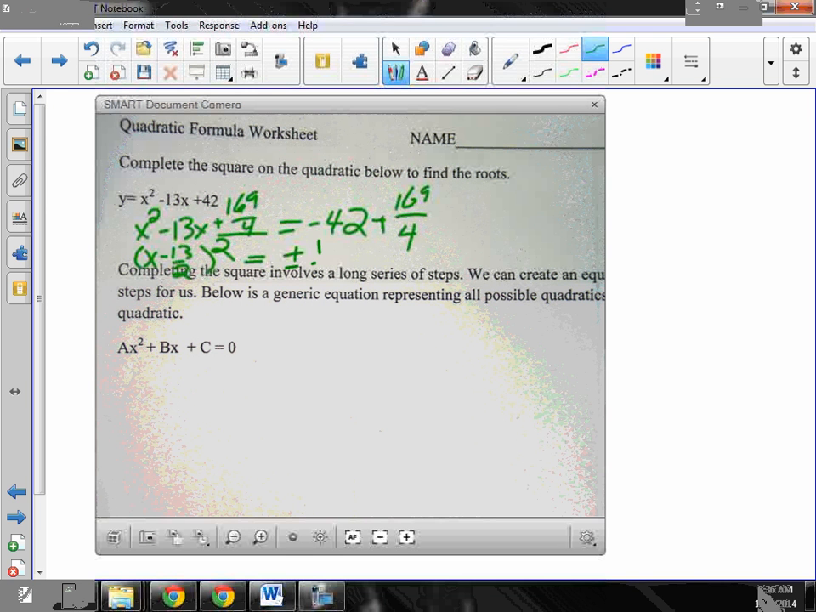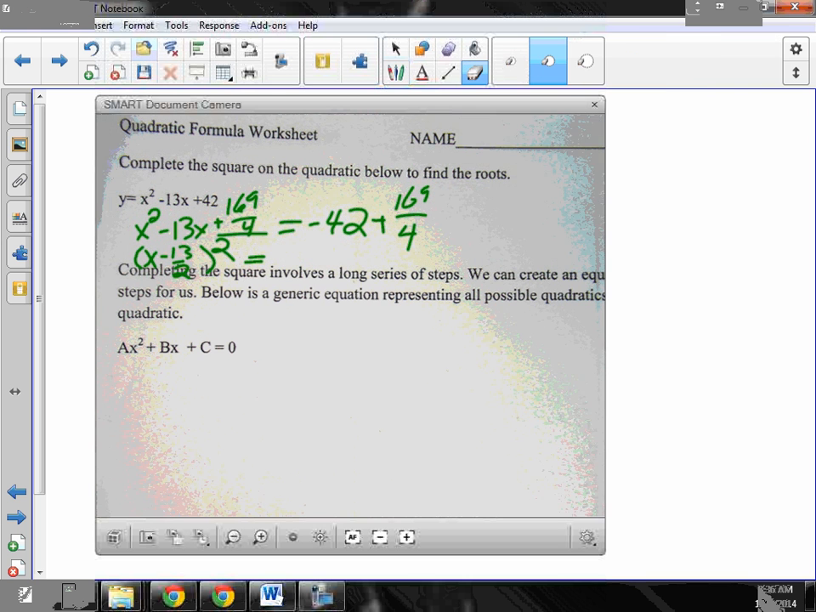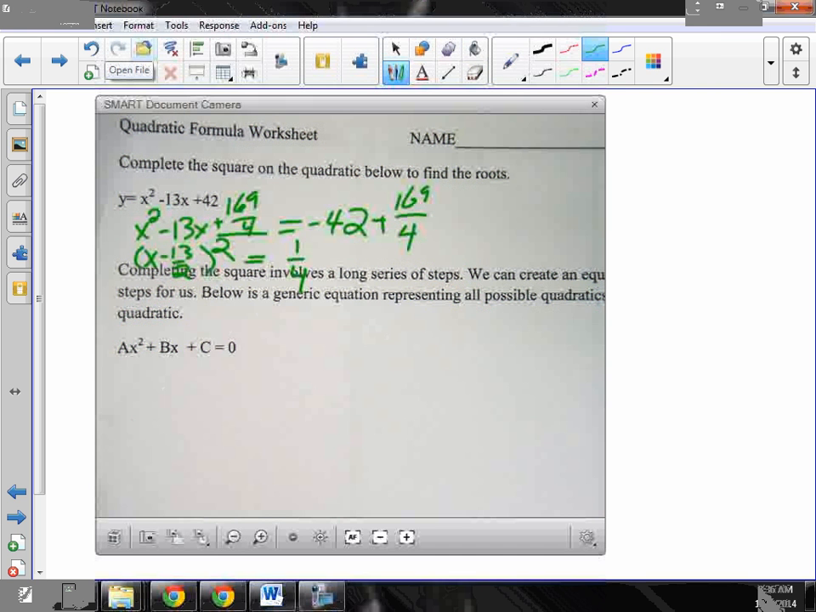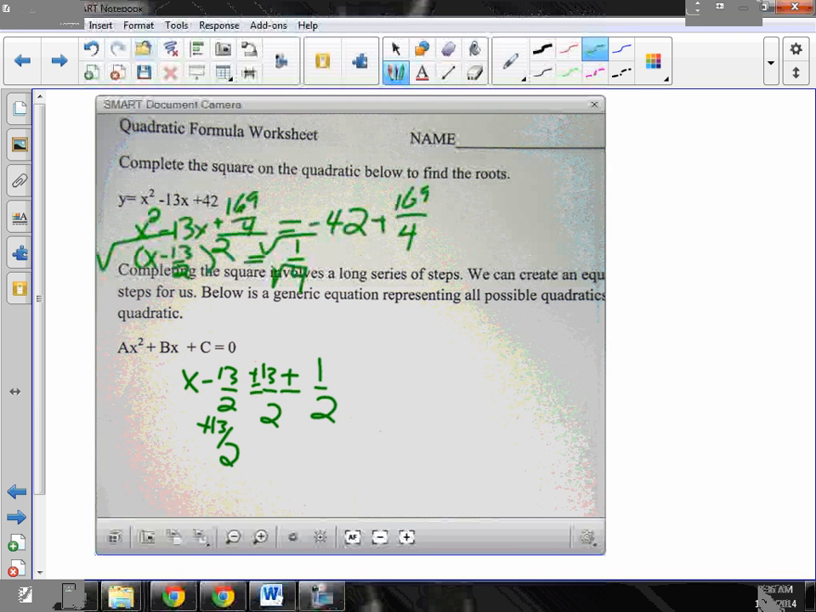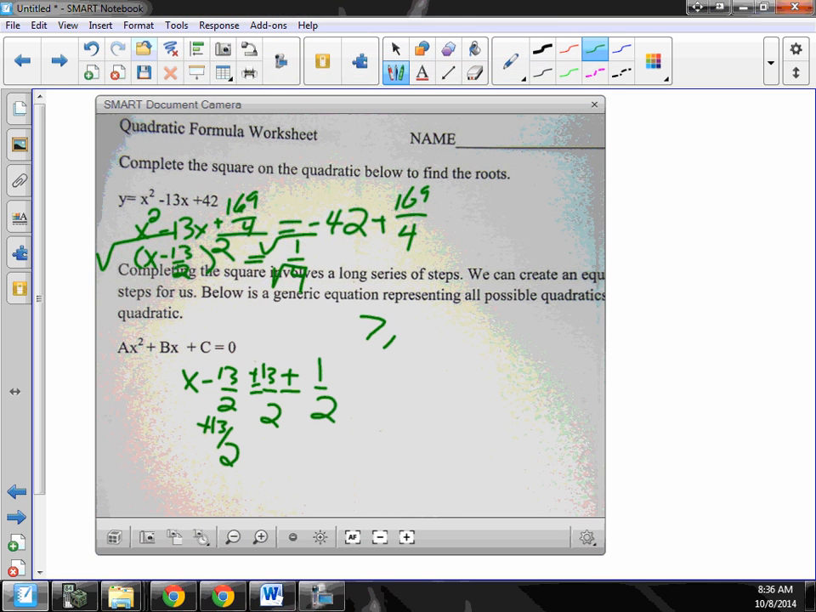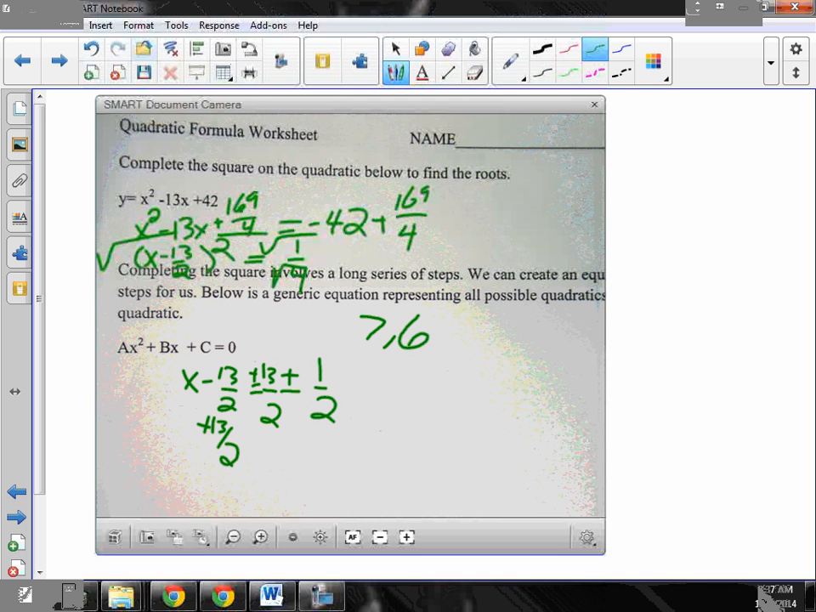Square root, square root, square root, and I get x minus 13 halves equals plus or minus, what's the square root of 1/4? 1/2. Then I add 13 halves. 13 plus 1 is 14 over 2 is 7. And then 13 minus 1 is 12 over 2 is 6. So my answers are x equals 7 and x equals 6.